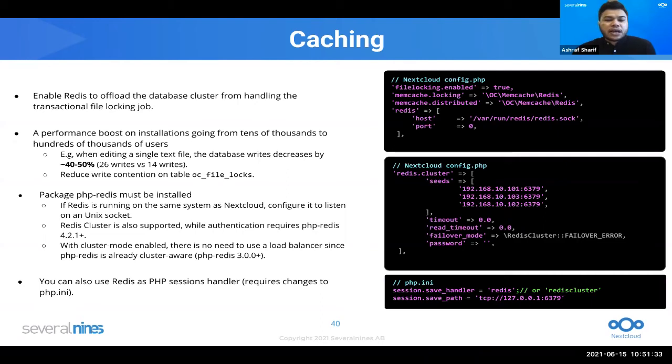In our test, we have seen up to 40 to 50% reduction in database hits with a specific task, like editing a single text file, and no write contention on one of the busiest Nextcloud tables, called oc_file_locks. If Redis is running on the same server as Nextcloud, configure it to listen on a Unix socket for security and performance. Using the Unix socket will reduce the TCP network overhead.